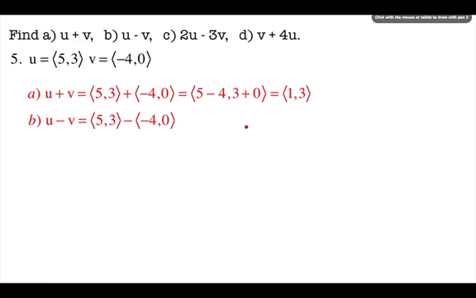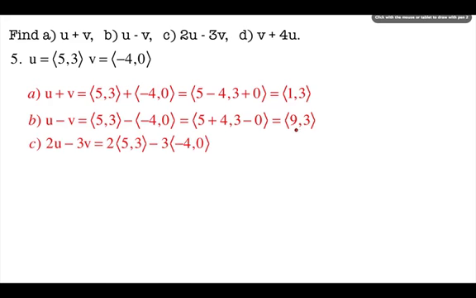B, u minus v. I'm going to take the u vector, subtract the v vector. So then I have to do a little bit of distribution here. This is where you apply the scalar. So you treat this as a -1. -1 multiplied times this gives you positive 4. -1 times 0 is just 0. But this is what you get. You add the x components of the vectors. You add the y components of the vectors. Simplify. This is your final answer.